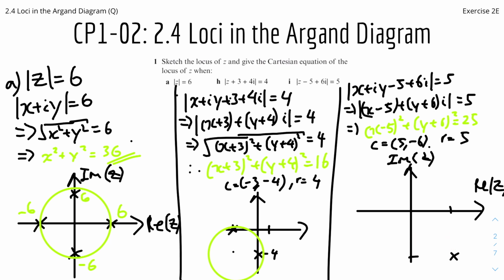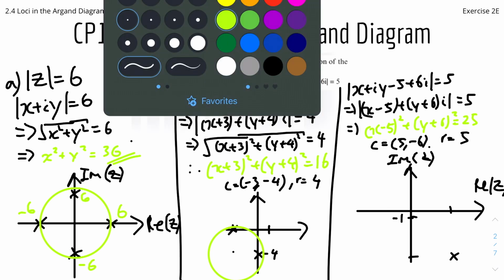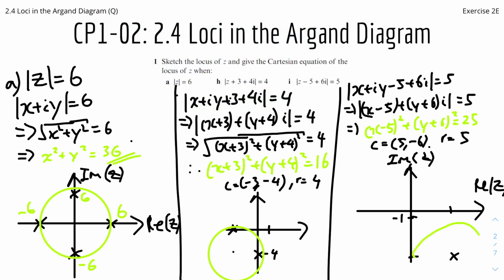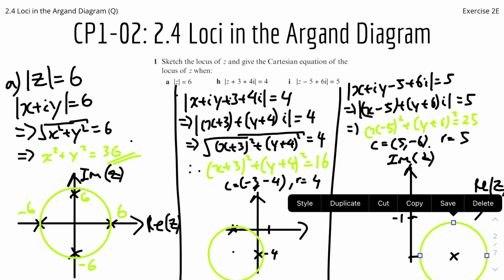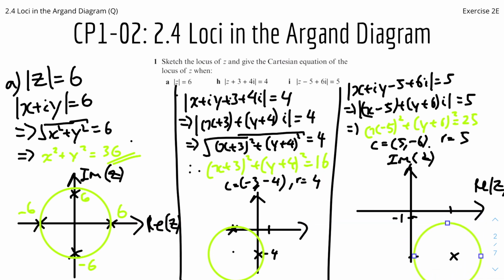That means it will just touch the imaginary axis. But we know that this distance here is 6, right? So it will touch this line right here, where it's equal to -1. Therefore, the circle will be around like this. Sorry, it's a bit out of the screen, but it will look something like this, where it just will touch the imaginary axis, and it'll be like this. So it's a bit out of the screen here, but you basically draw a circle, the whole circle.